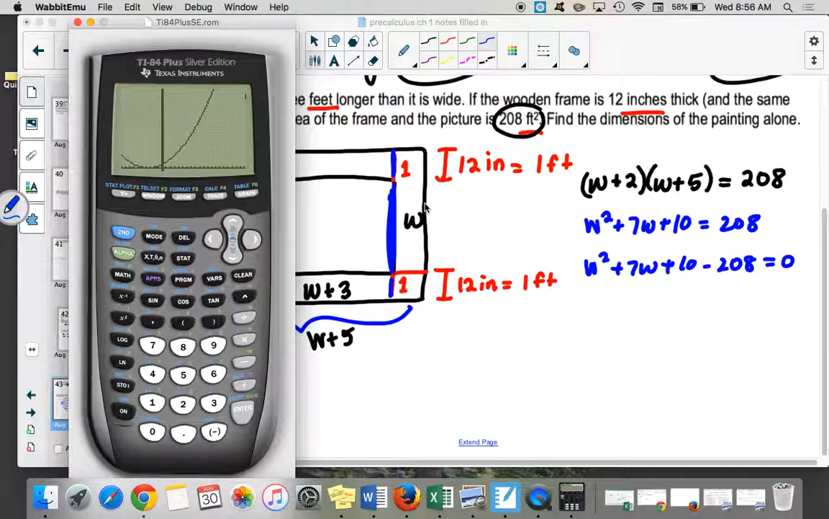X in this problem is the width of the frame. Do you think it's going to be like 300 feet long? No, that would be like the whole IMA. It's probably somewhere between like 0 and 20.